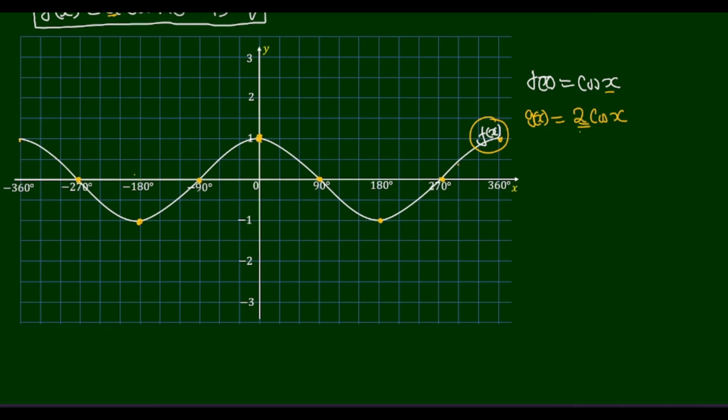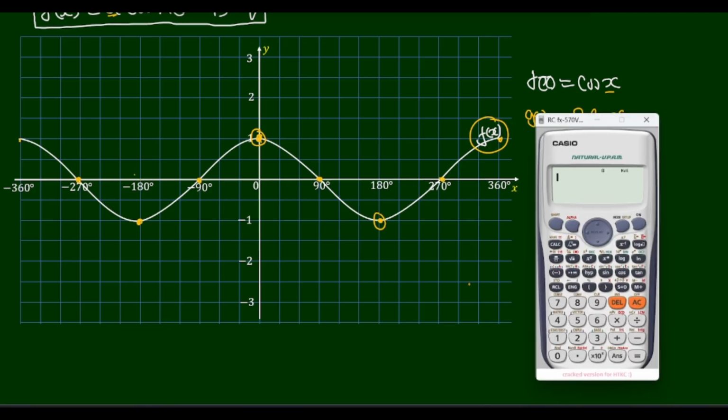The 2 does not affect the x-intercepts, but it does a vertical stretch of the graph. So it means the maximum and the minimum values are the ones that are affected, or the range of the graph is one that is affected. Let's use our calculator to just show that.